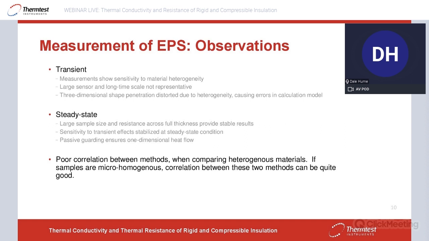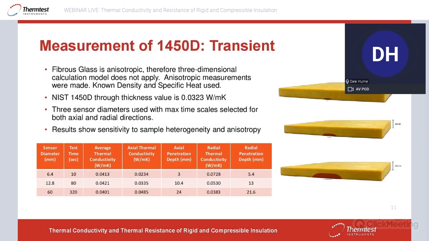So again, I use the example of glass. If you measure glass by these two methods, you get very good correlation. So another example of this approach, or looking at insulative type materials, is the NIST 1450D. So what we did is we took, I should specify, this material is quite anisotropic. It has aligned fibers in the in-plane direction. So the three-dimensional calculation model does not apply. You cannot use the three-dimensional calculation model.